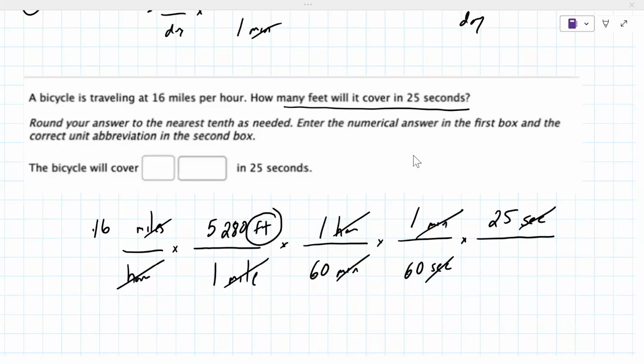So you multiply the top numbers, 16, 5,280, and 25, and divide by the bottom there, which is 3,600.